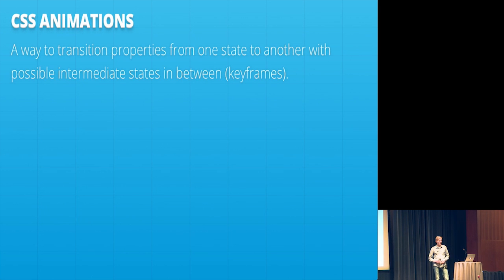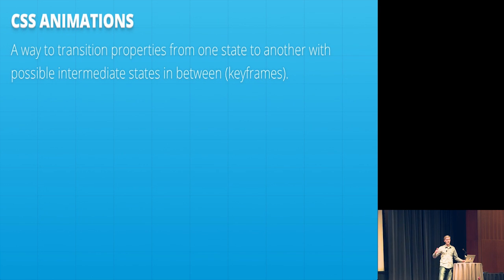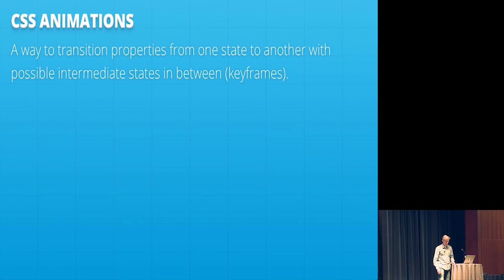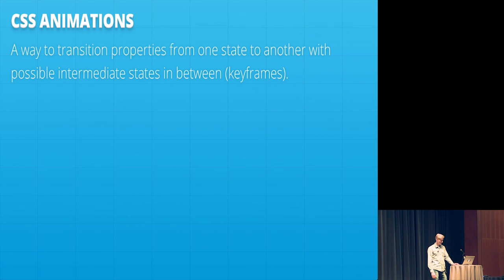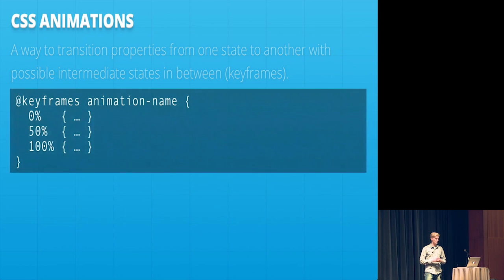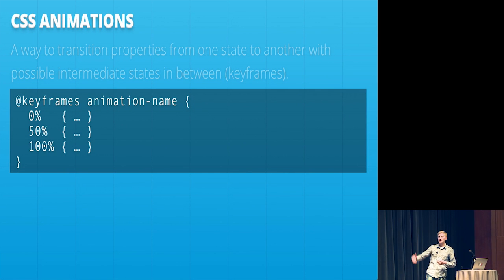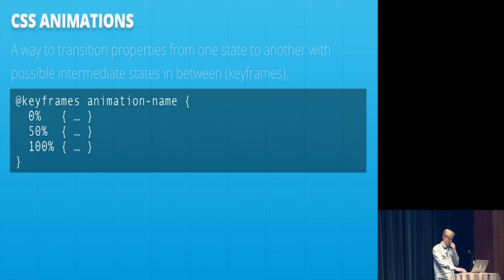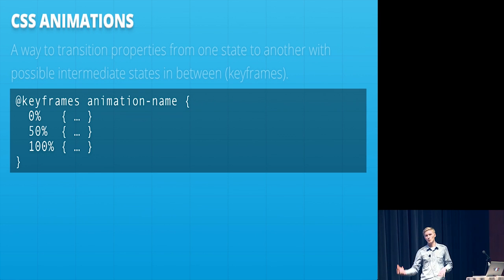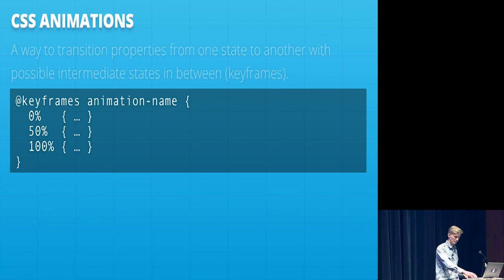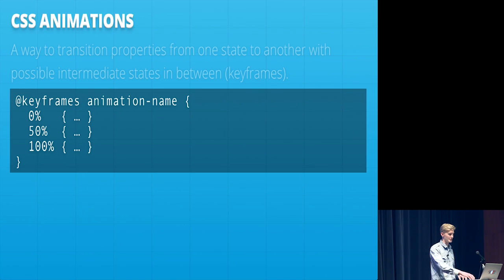Then animations. They're like transitions, but they allow you to specify intermediate states in the transition, what are called keyframes. And the syntax looks like this for the keyframe. So you can specify as many in-between steps as you want. I have 3 here now, so the beginning, middle, and end. And inside those, you can then define any properties you want to animate, or just describe the states of the animation.